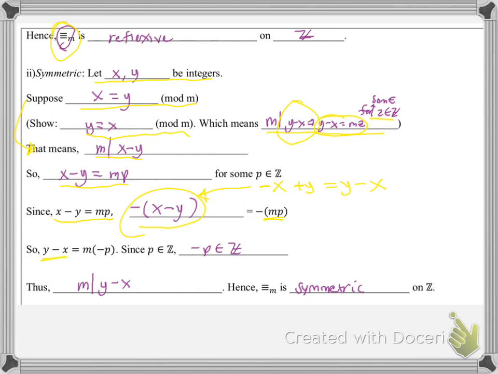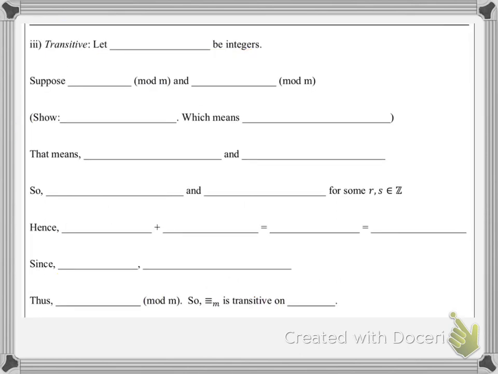And so that means y minus x is m times negative p. Well, since p is an integer, negative p is an integer, therefore m divides y minus x. Hence, this modulo m is symmetric on Z. Go ahead and finish the transitive property, and I will see you in class tomorrow.